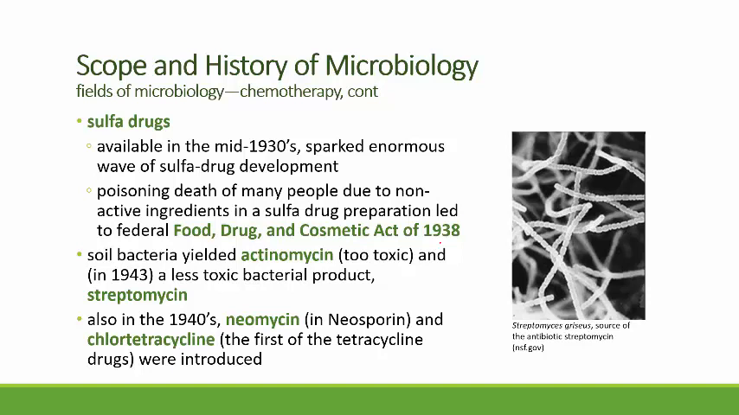Let's see, some other sources of antibiotics. There are soil bacteria that yield a product called actinomycin. Actinomycin is way too toxic, but there are less toxic bacterial products similar, and one that is still used today is streptomycin. Also in the 1940s, as penicillin was being developed, neomycin, the same active ingredient that's in Neosporin, and chlorotetracycline, the first of the tetracycline antibiotic drugs, were also introduced. So we see antibiotic drugs really kick off in the 30s and then really hit their stride in the 40s. My image here is Streptomyces griseus, which is the source of the streptomycin antibiotic.